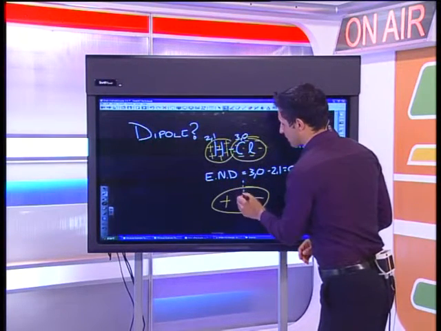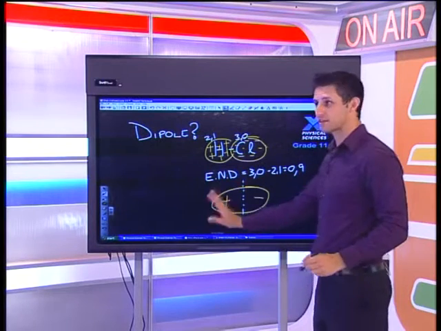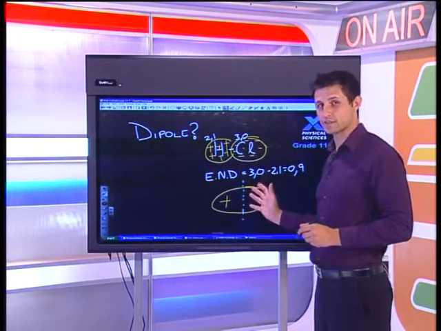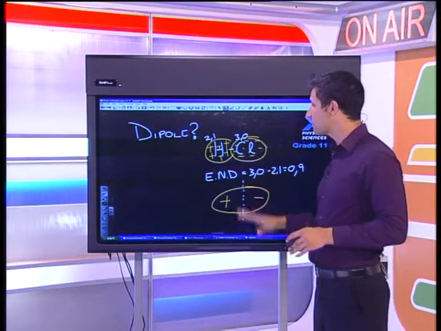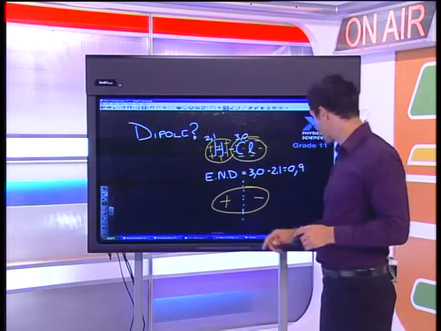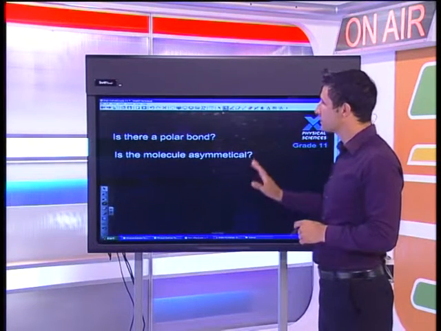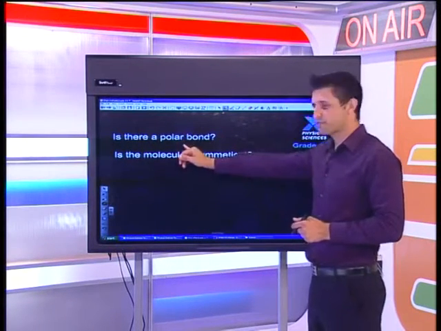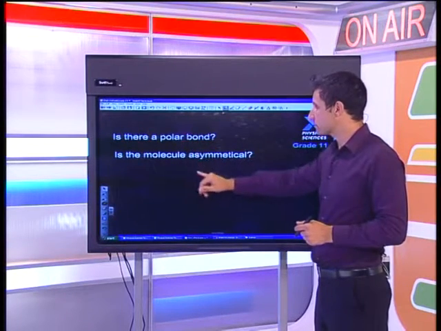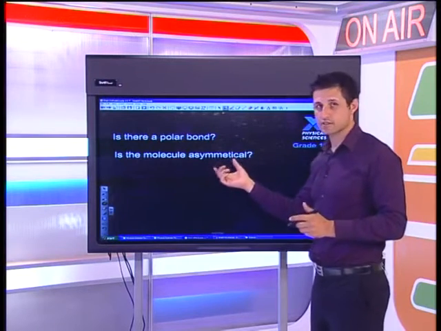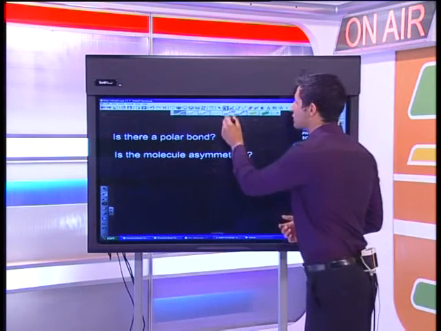So if I chop my molecule in half, I hope that you can see that we don't have two equal halves. I've got a plus on one side and a minus on the other side, and that's the second requirement for making a polar molecule. I'm just going to go back for a second, and I just want to remind people, I've got to check first for a polar bond, and is the molecule symmetrical? Well, in this case, let's take a look and let's answer these questions.